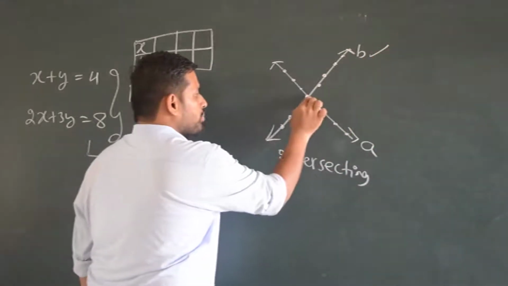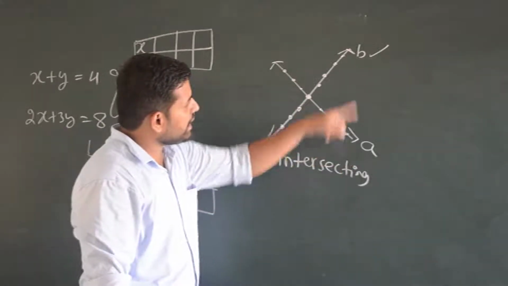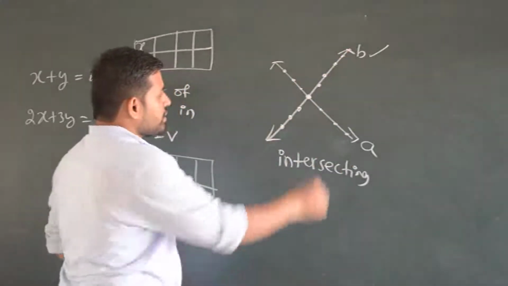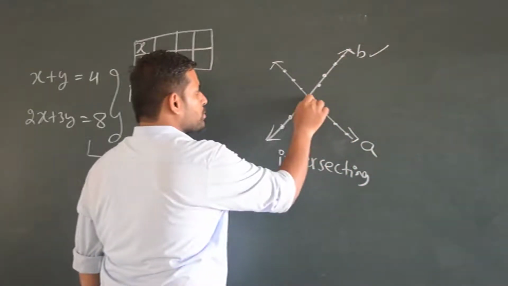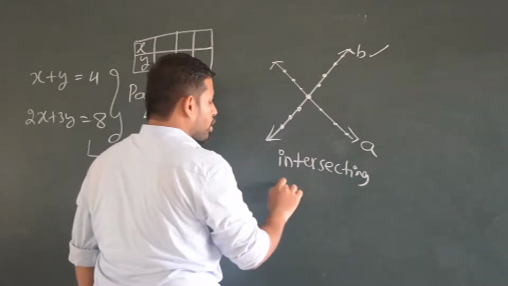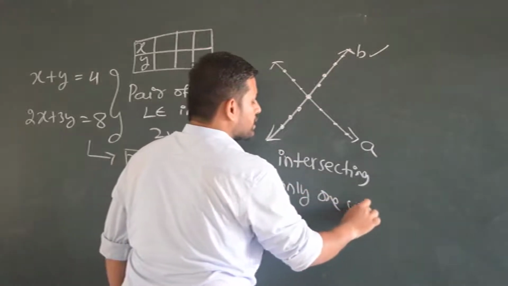Now, how about this point here, children? This point is common to graph A as well as graph B, right? So that's why equation A and equation B will have only one solution, that is the common solution. That's why how many solutions will be there? Only one solution, dear children. Are you understanding my point?